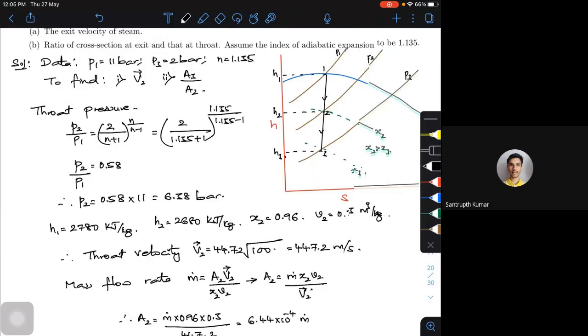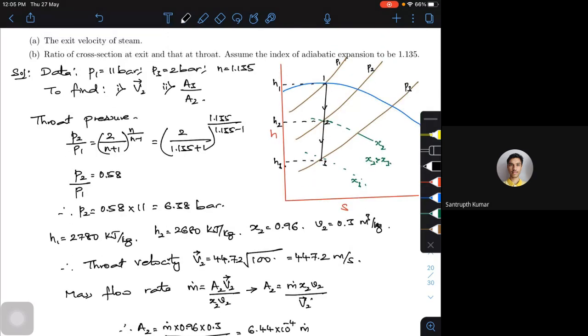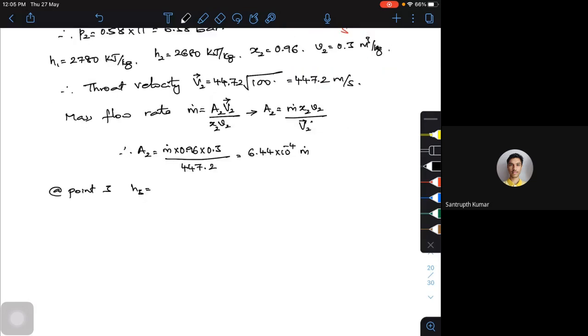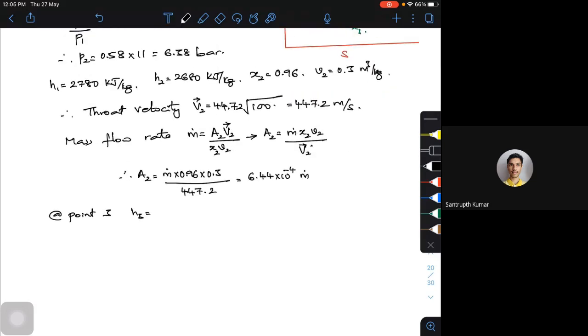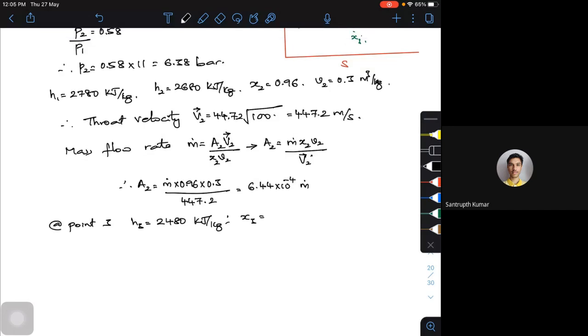So H3 should be less than H2, and I am getting around 2480. H3 is equal to 2480 kilojoules per kg, and the corresponding X3 I'm getting around 0.89, slightly nearer to 0.9. So X3 is equal to 0.9.